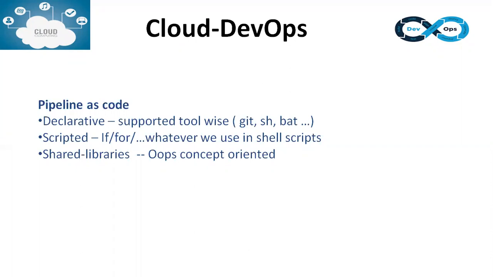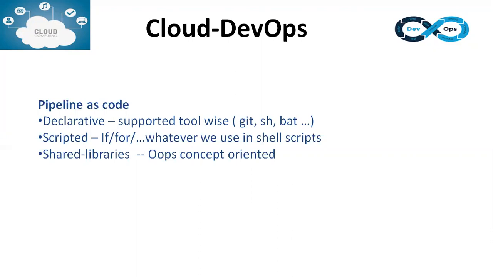And scripted means, you know what kind of scripting language we have. Shell script is the very basic thing. So if you use any kind of if conditions or any kind of conditions which are based on Groovy, or anything scripting can be used to do. So if the scripting is involved in that pipeline, then it is called a scripted pipeline.